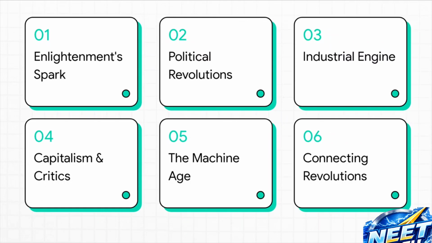So here's our game plan. In this session, we're going to analyze what historians call the twin revolutions, the political one and the industrial one. We'll break it down into these 6 key pieces, starting with the ideas that lit the fuse and going all the way to how society was completely remade. By the end of this, you'll be able to explain the causes, the effects, and most importantly, the connections between these two massive movements. That's a skill you've got to have.